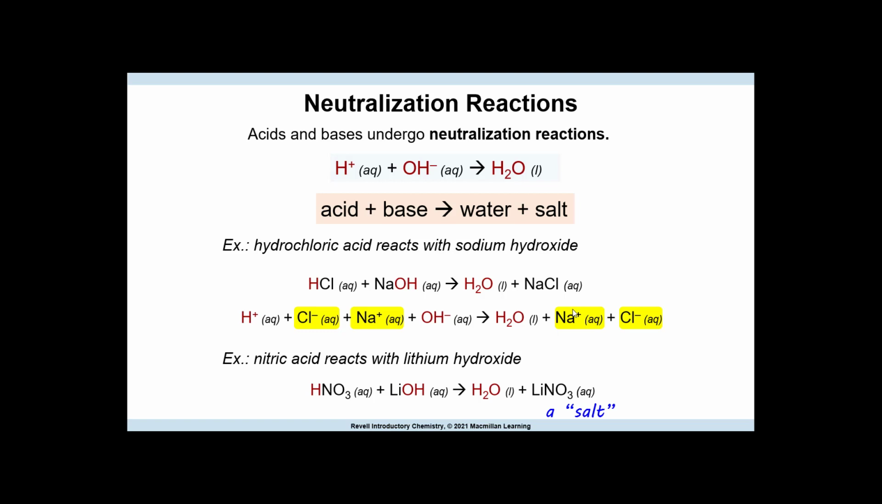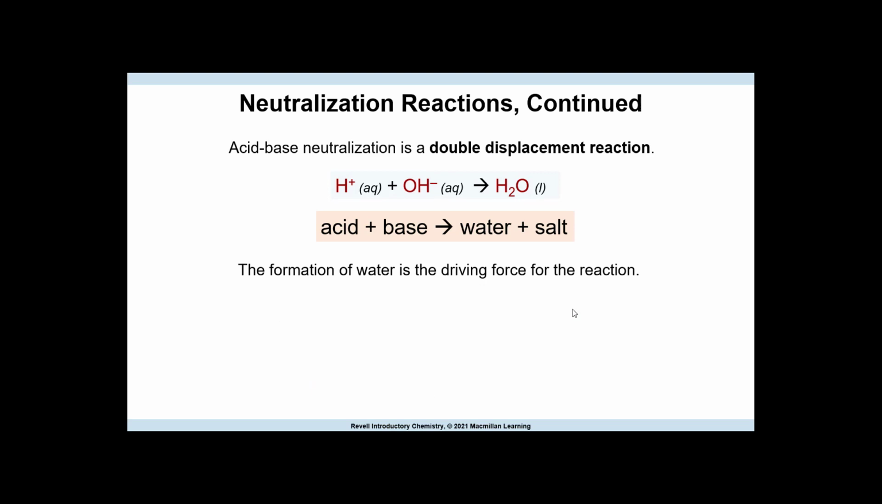In general, we can describe the reaction of an acid and base using an equation of acid plus base reacts to form water and a salt. Like precipitation reactions, acid-base neutralizations are double displacement reactions. The hydrogen ion plus the hydroxide combine to form water, while the other two ions combine to form the salt. The driving force of the reaction is the formation of water. So the wanting to produce water is what allows this reaction to go forward. The salt forms from the other two ions.